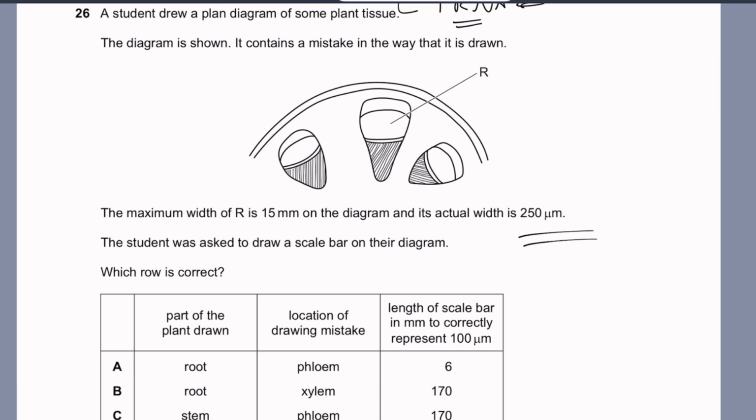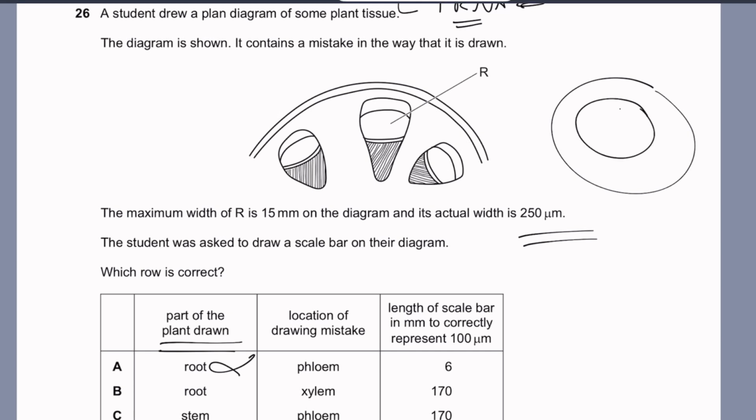Which row is correct? So the part of the plant drawn. What do you think this part of the plant is? It's definitely not the root. In the root the xylem looks a little different. It's more towards the center. Basically the vascular bundle itself is towards the center, and the xylem looks something like this.